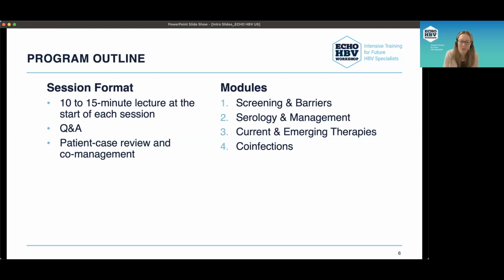And then we'll move on to a patient case review and talk about co-managing that Dr. Pan will present. And then the modules, just so you know what's upcoming. So today it's screening and barriers, and then we'll be talking about serology and management, current and emerging therapies, and then co-infections.